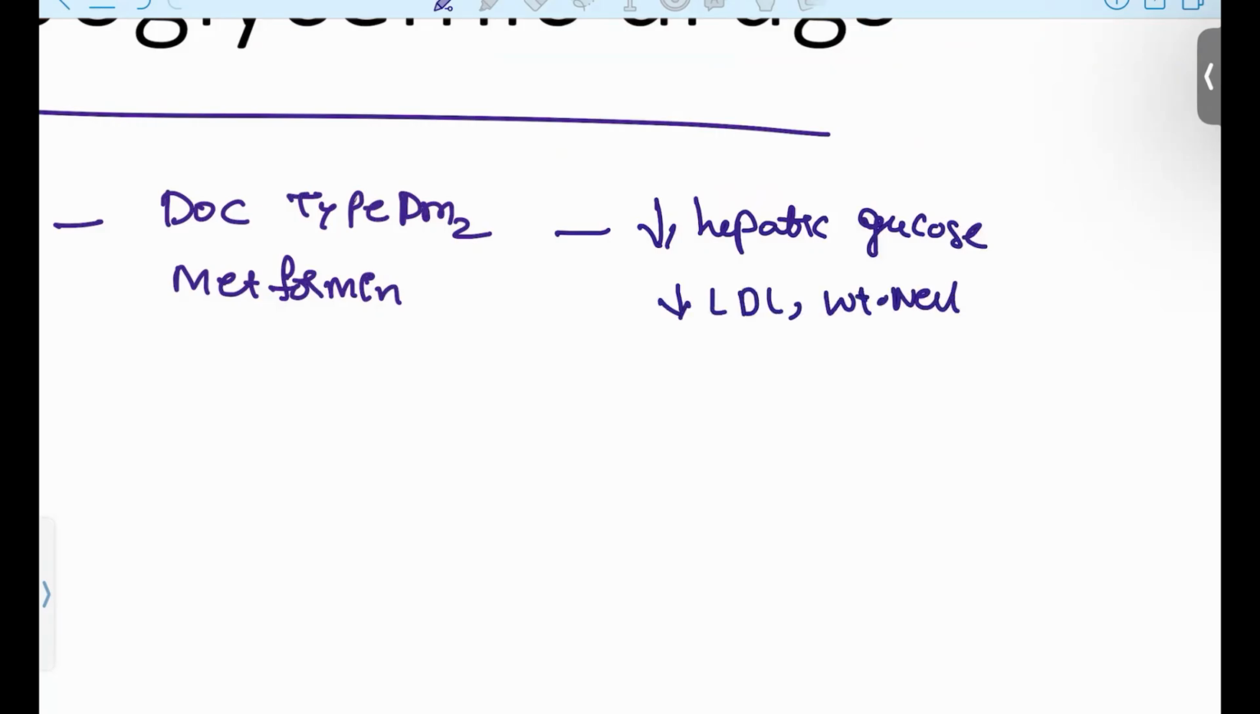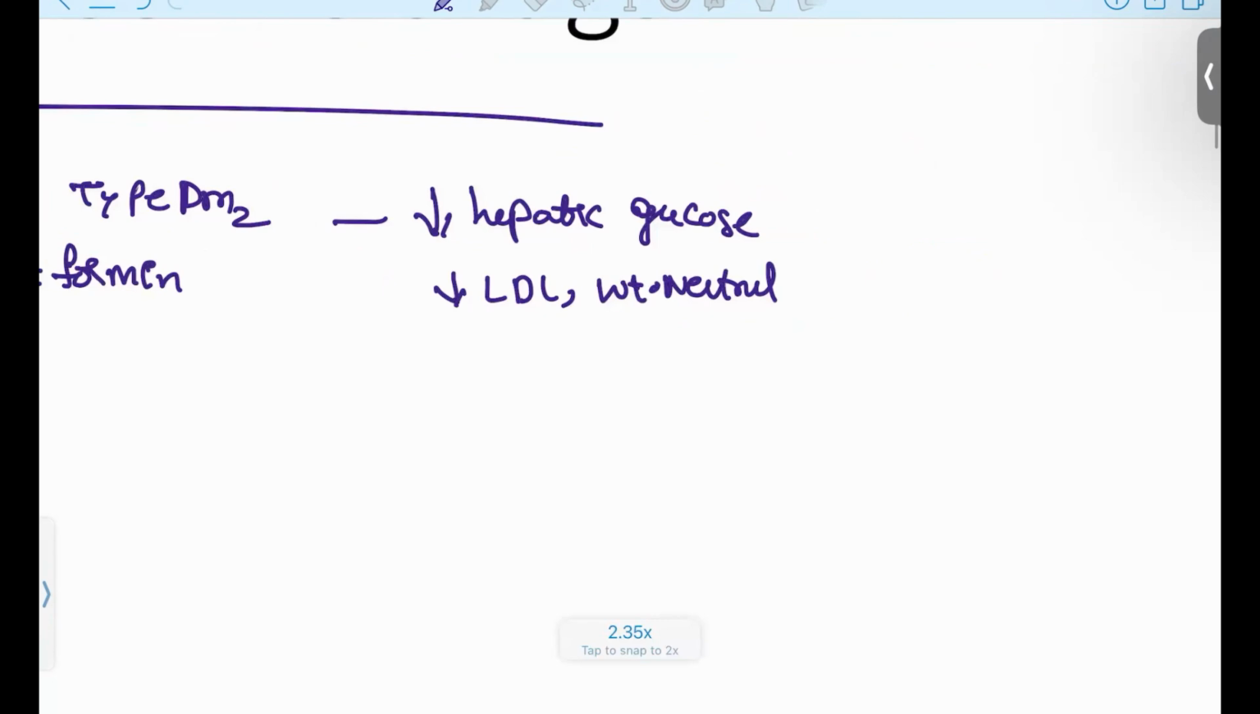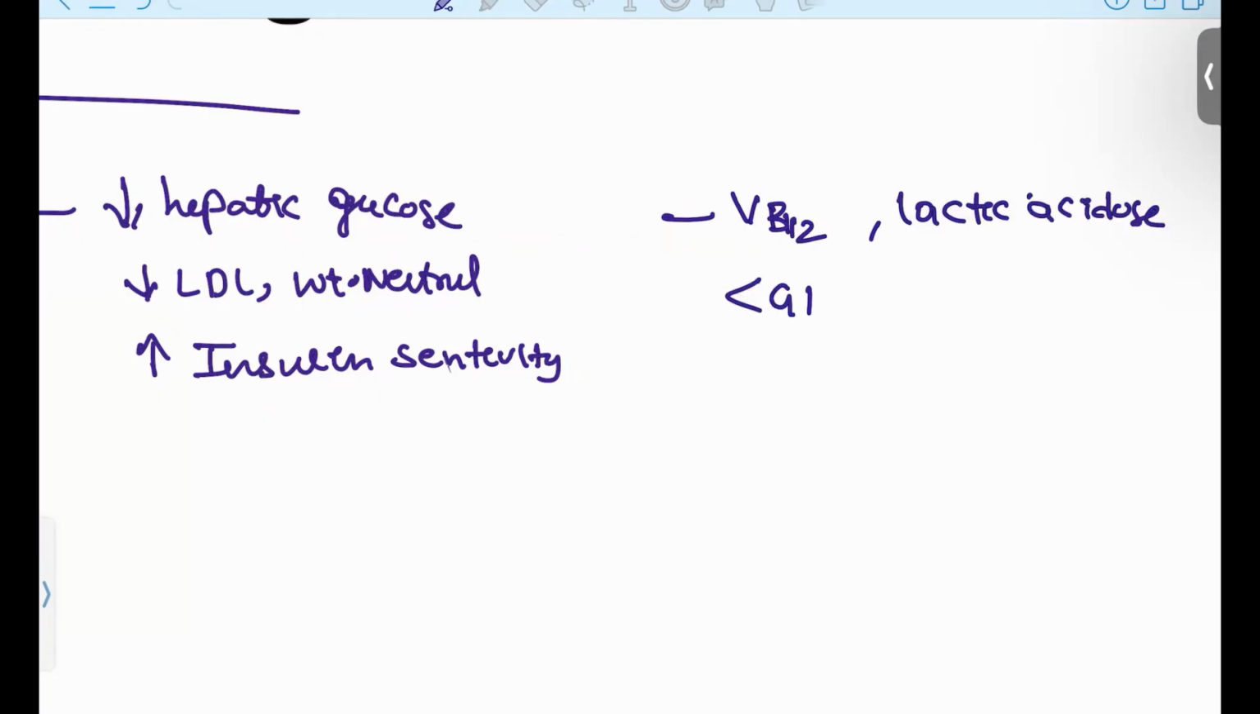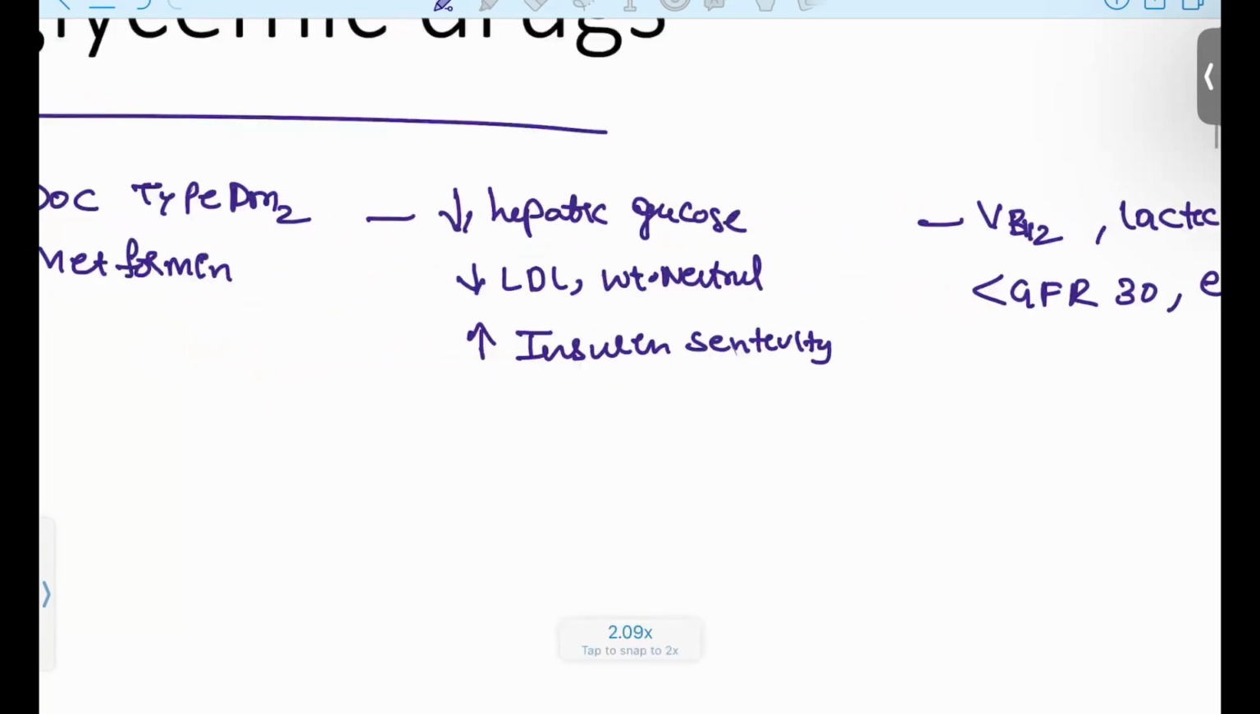And what is the other benefit of this? Metformin, over time, will also increase the insulin sensitivity. These benefits are likely to be beneficial for the patients. And what are the side effects? Mostly vitamin B12 deficiency is seen in this patient. Lactic acidosis is also one of the causes, and is rarely seen. Along with that, if the patient has a GFR of less than 30, we should not give metformin. Also in end stage renal disease we should not give it. These are the things that you have to remember about metformin.